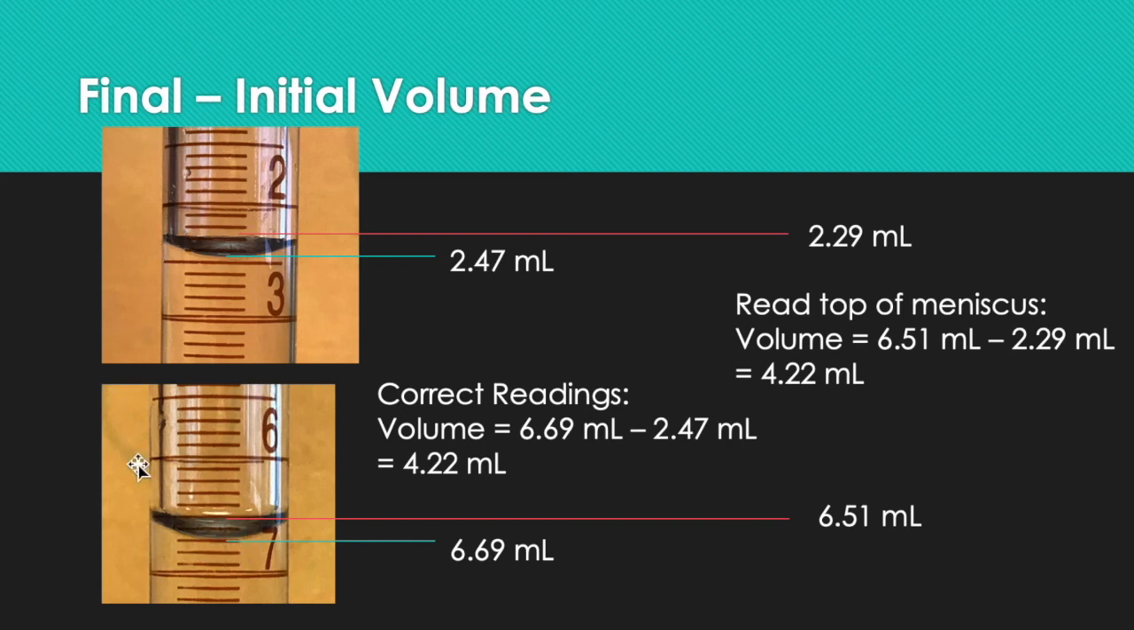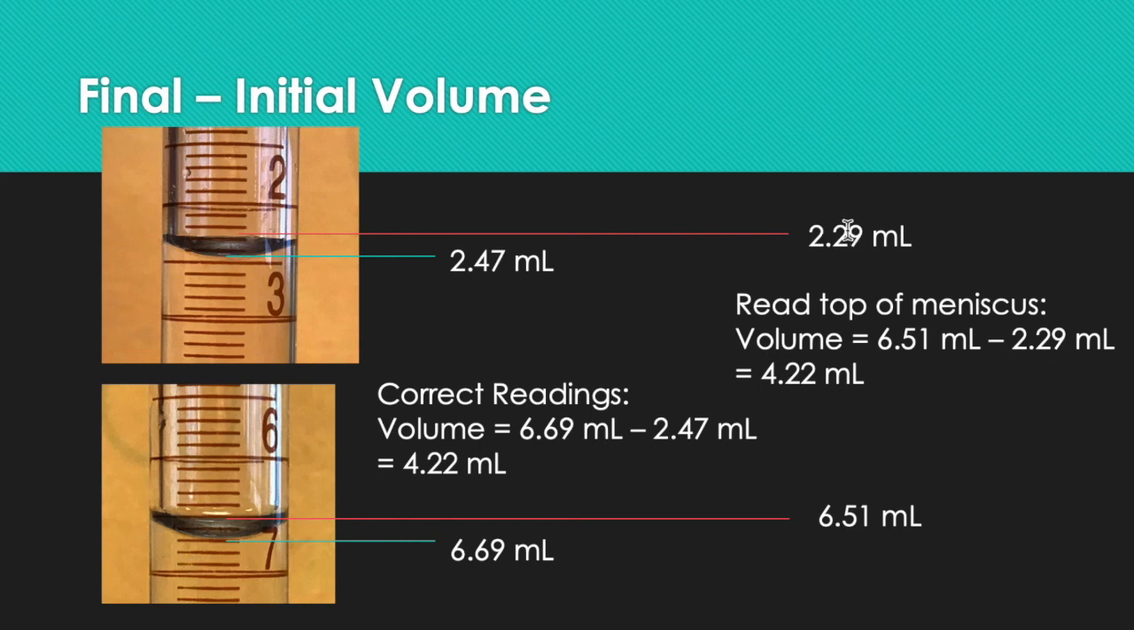Similarly, after the liquid has been drained, you're ending up here. It's between 6 and 7. This is 6, 6.1, 6.2, 6.3, and this is 6.6. This is 6.7. It's very close to the 6.7. I might put this as 6.69 or 6.70. And then the volume that has been dispensed is the difference between these two numbers. So 4.22 milliliters was used when I went from here to here.